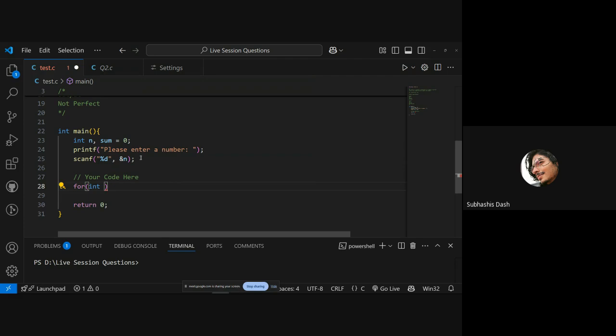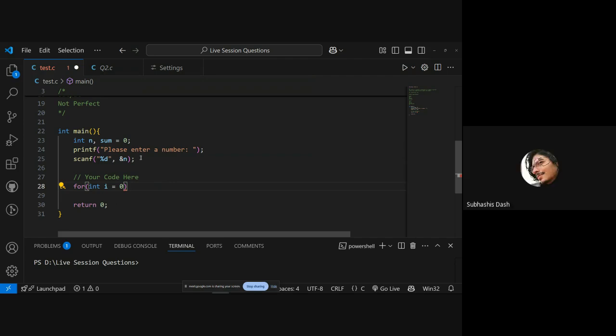But yeah, what should the initial conditions for this be? Should I start with 0 or with 1? 1 is okay. Not 0.